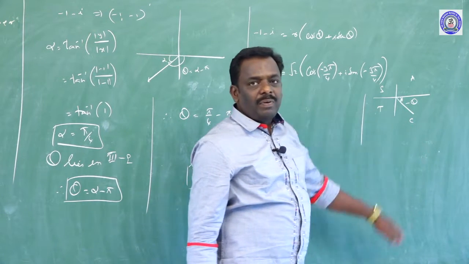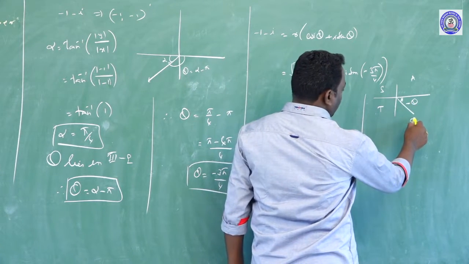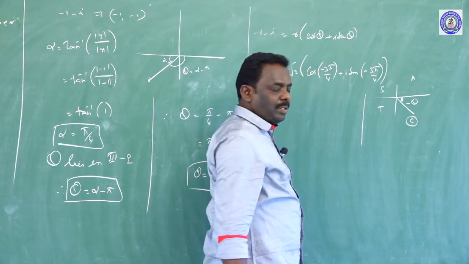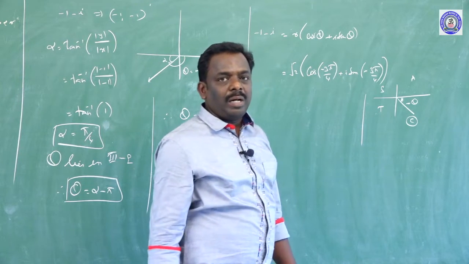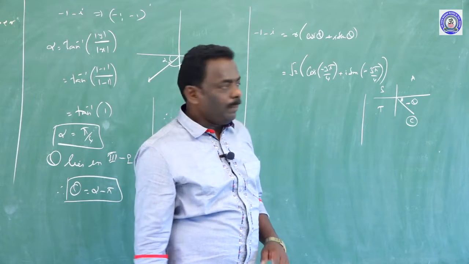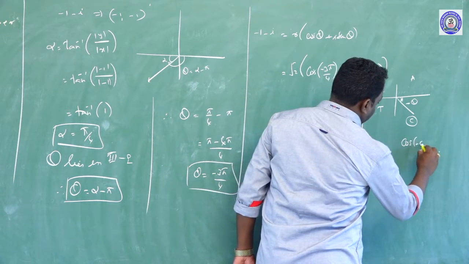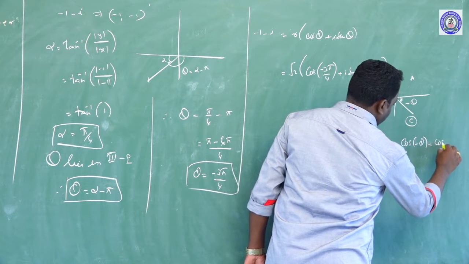ASTC is the property of the quadrant values. In the fourth quadrant the value is minus. Cos and secant are only positive; the remaining trigonometric ratios get negative values. We already know this from the 11th portion. Therefore, cos of minus theta becomes cos theta.